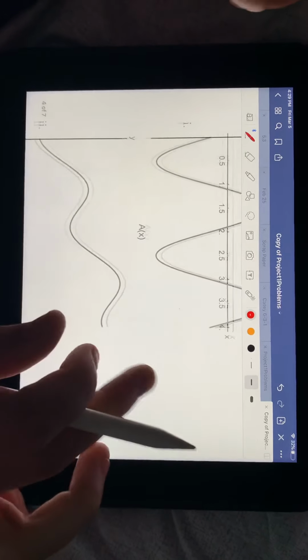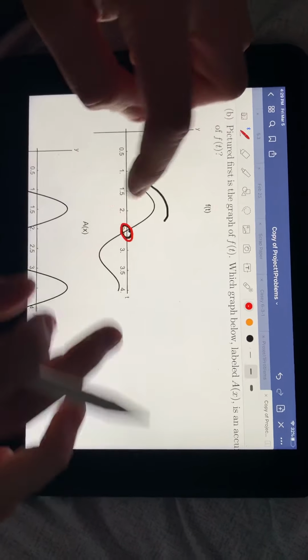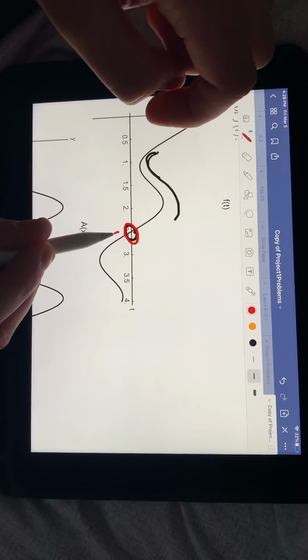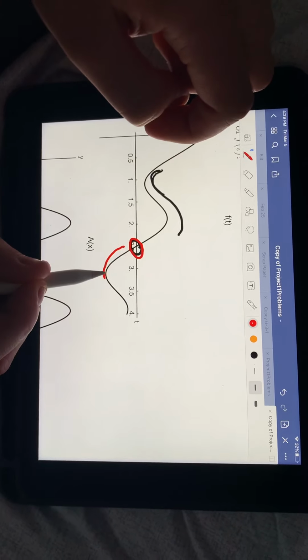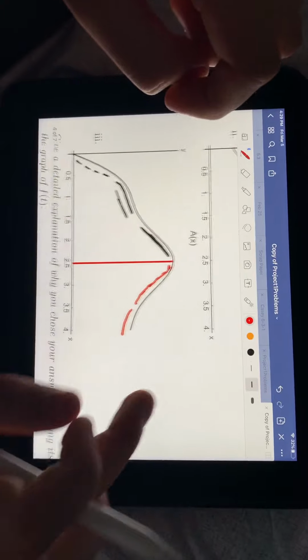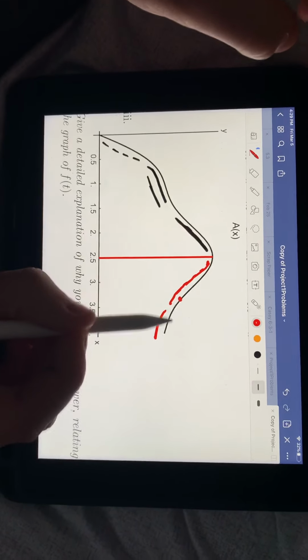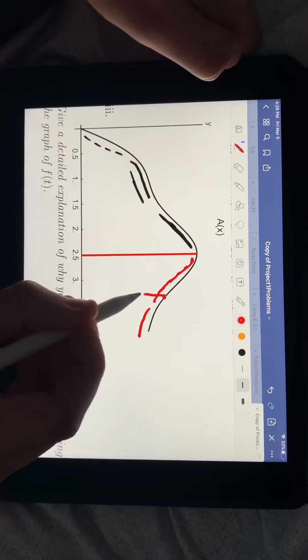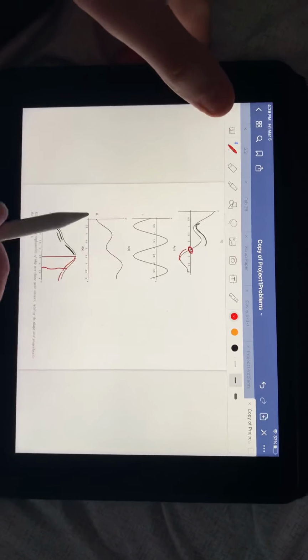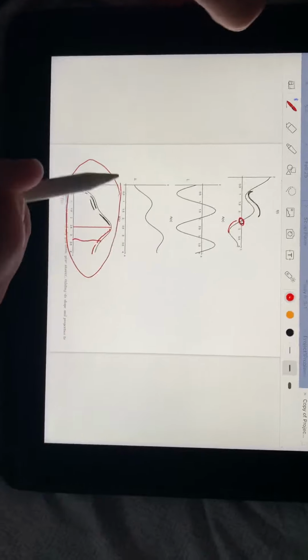And then see this here, it decreases more drastically until 3.2-ish, and you see that here too. 3.2-ish, it stops decreasing as powerfully. And that's shown right there. So option C it is. That's it.